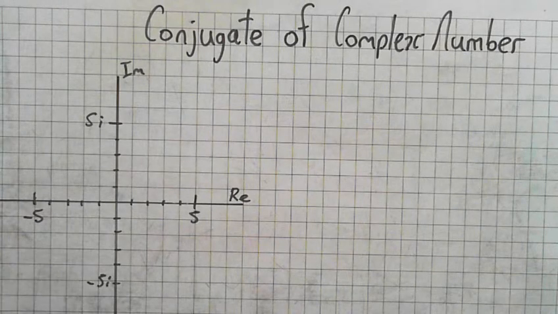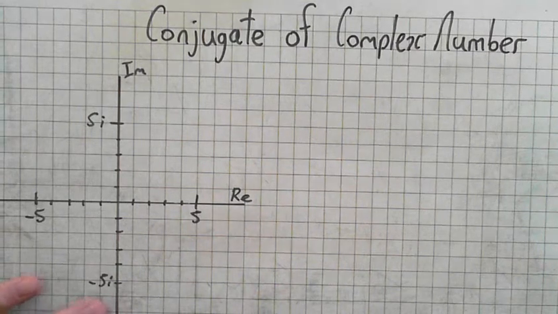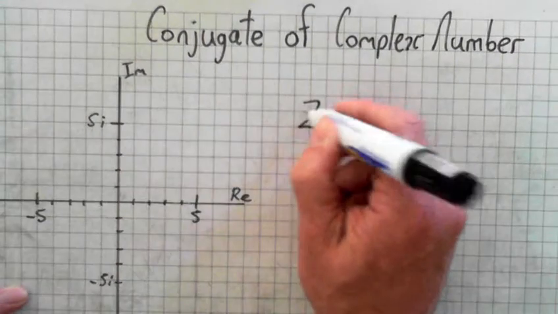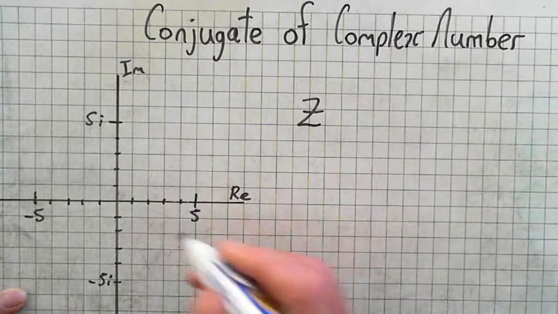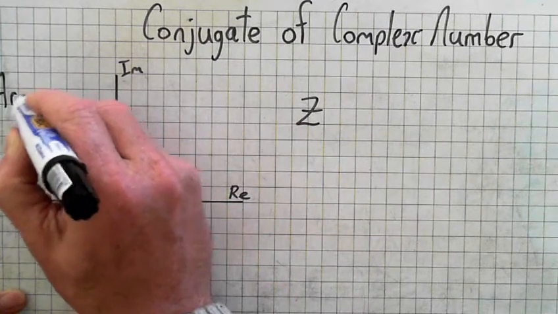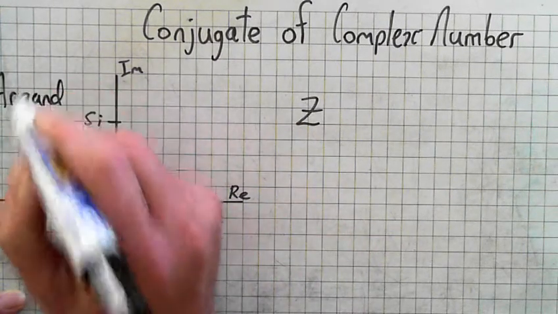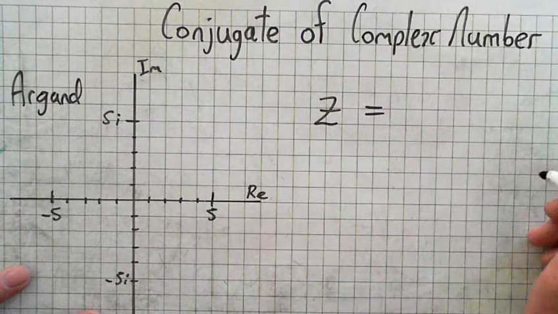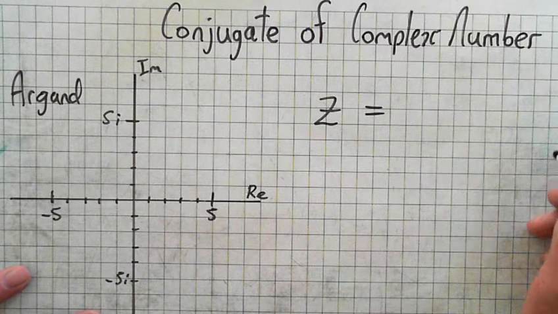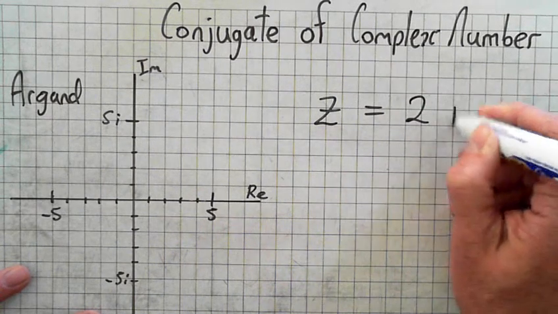So what is the complex? First of all, we're going to draw a complex number on your Argand diagram. A-R-G-A-N-D, Argand. That's the name of this diagram, Argand diagram. Right, so I want you to plot this point. Z is equal to 2 plus 3i.